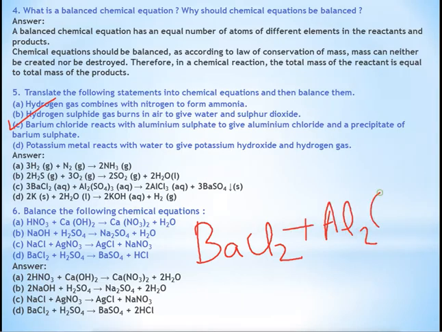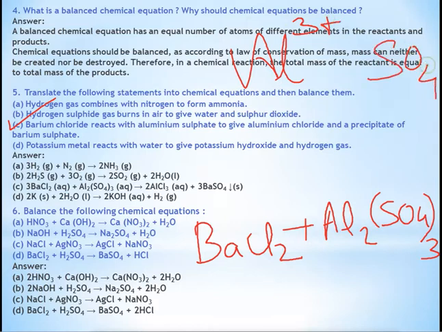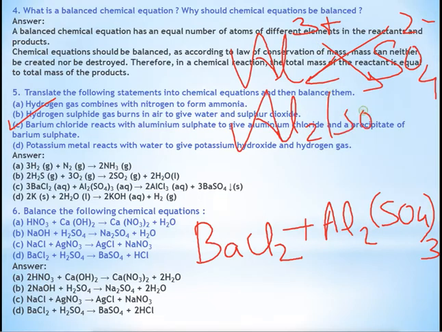Al2(SO4)3. Aluminum sulfate. The valency of aluminium is Al3+, and sulfate we write in the form SO4 2-. They will exchange their valency and it will form Al2(SO4)3. This is the formula of aluminium sulfate.